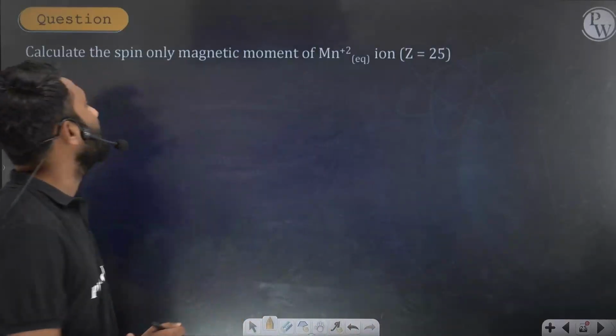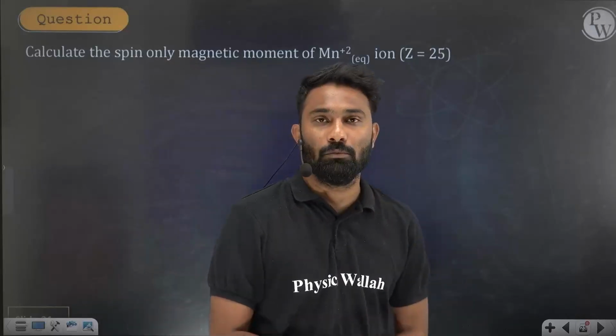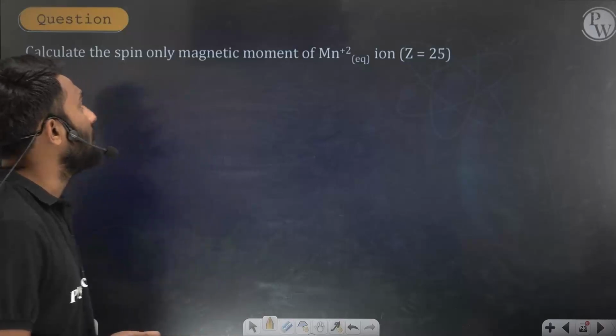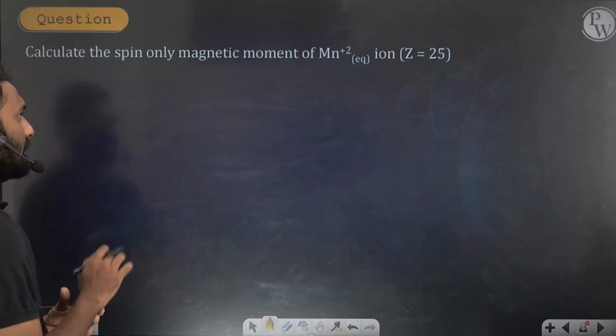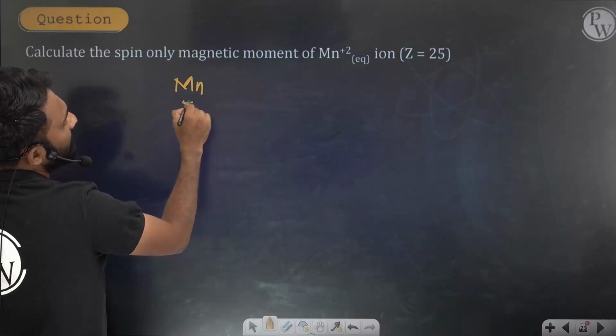Now calculate the spin only magnetic moment of the Mn plus 2 ion. Clear? Mn plus 2. What is the Mn atomic number?